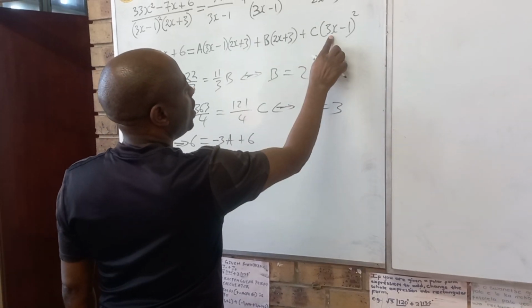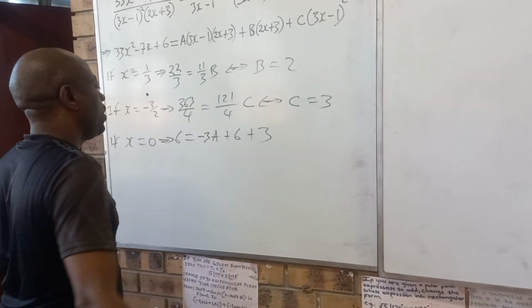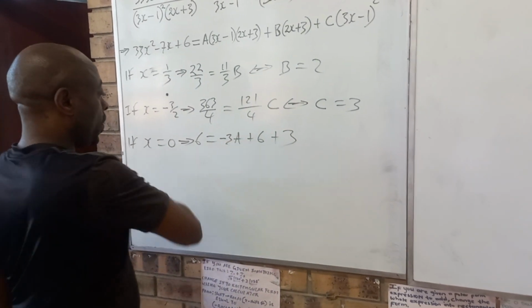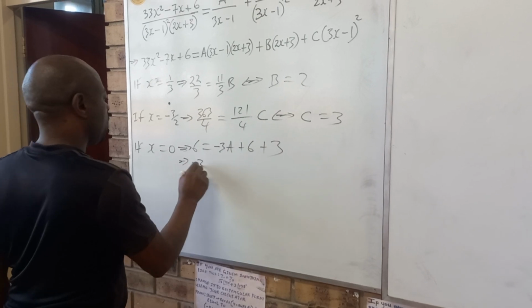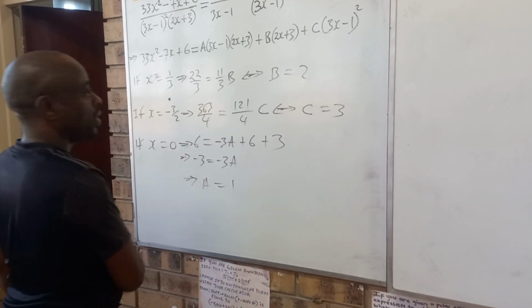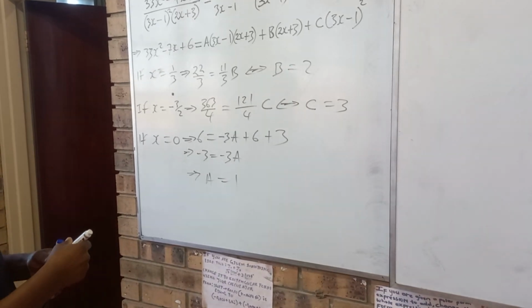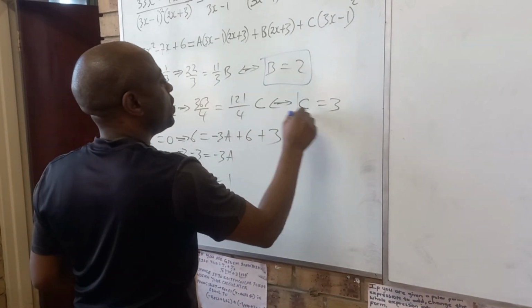If I put 0 here, I get 1c. Our c is 3. So here, this will be telling me that if 6 comes here, it cancels. So I get negative 3 is equal to negative 3a. And that shows that a is equal to 1. So we have succeeded to solve for a, b, and c.